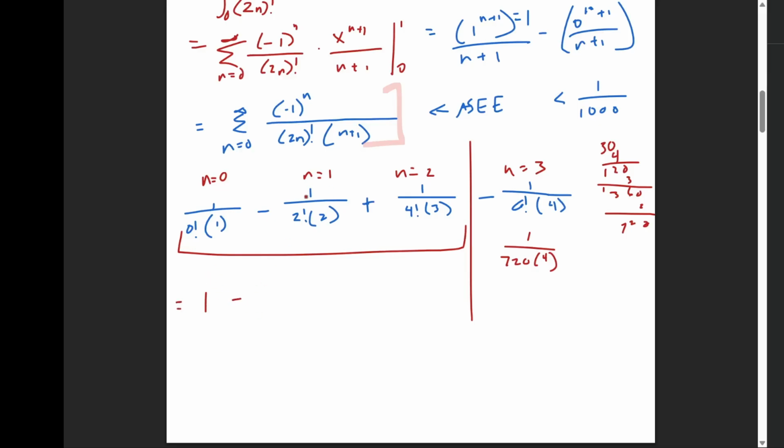Minus 1 over 2 factorial times 2. 2 factorial is just 2, right? So that's 2 times 2 on the bottom, right here. Plus this, right? So we have 4 times 3 times 2, which is 12 times 2, which is 24, right, for the factorial. So we got 24 times 3, and that's going to be 72. So this is our answer right here.